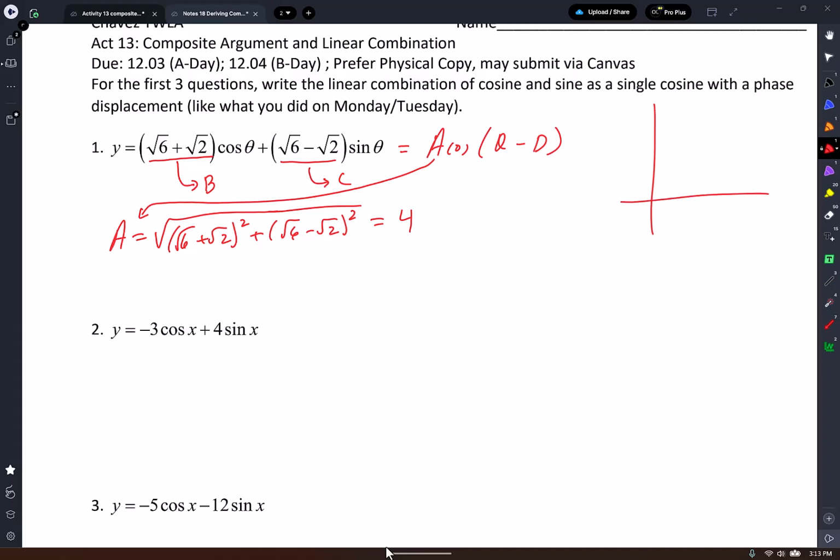All right, now I need the angle. Well, guys, this number is in quadrant 1. Chop, how do you know that number is in quadrant 1? Well, square root of 6 plus square root of 2, that's definitely a positive number. And then what about square root of 6 minus square root of 2?